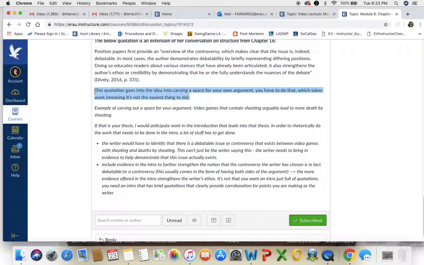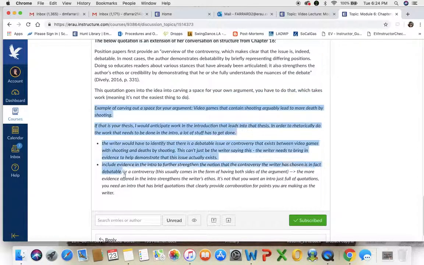So that quotation goes into the idea of carving a space for your own argument, which is difficult to do rhetorically. It's not easy, so students struggle with it, but it is something that you have to do in writing. And I try to give an example of what that looks like, and I just used that video games thesis statement that I had before. I did take the one that has the hedging in it. So I said, if that's your thesis, I would anticipate work in your introduction that leads into that thesis, that prepares the reader for that thesis. So in order to rhetorically do the work that needs to be done in the intro, a lot of stuff has to get done to prep the reader for that thesis.